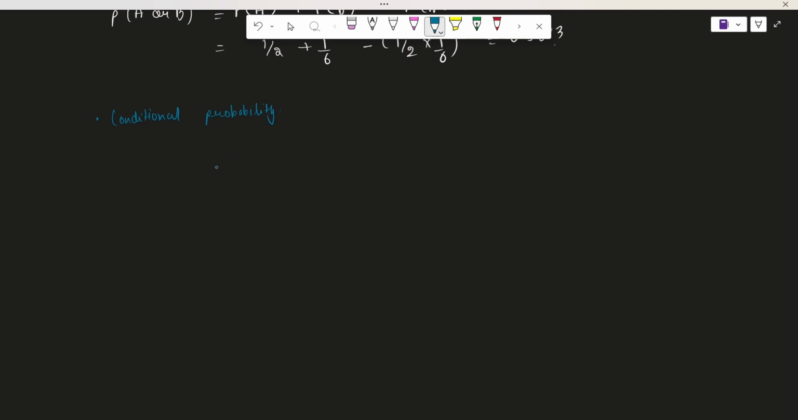So in this, we have some condition given, and on the basis of that, we calculate the probability. So we define probability of A given B as the probability of event A when given event B happens. Okay, so the notation is like A when B happens.